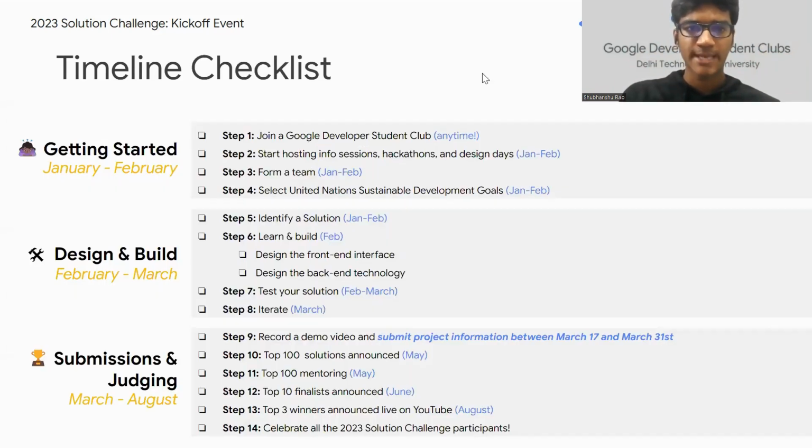So here's a quick checklist. You have to join a GDSC club, then you have to host info sessions and all, form a team, select a UN Sustainable Development Goal, identify the solution, learn and build. You have to design the front-end interface and the back-end interface, and then test your solution in the real world, and iterate upon the feedback that you have received.